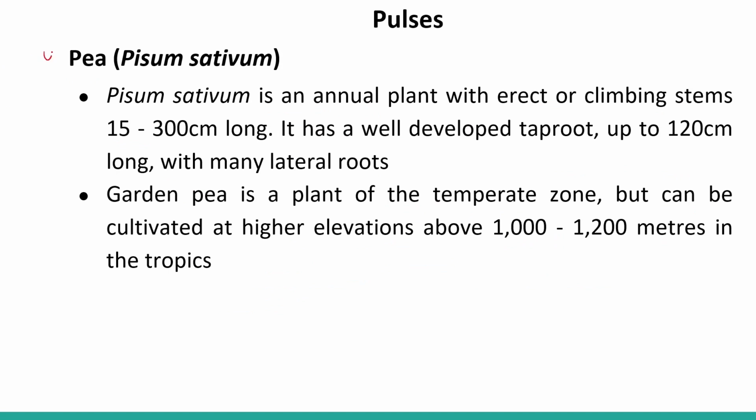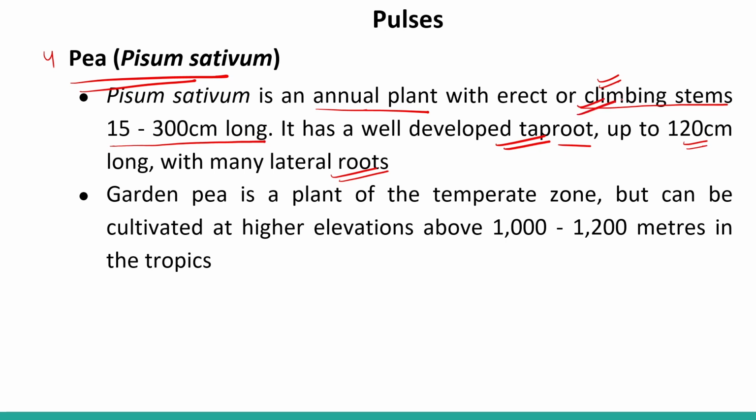Next is the P, that is Pisum sativum. Pisum sativum is an annual plant with an erect or climbing stem. So they have climbing stems, 15 to 300 centimeters long. It has a well-developed taproot up to 120 centimeters long with many lateral roots. So this is about the taproot, and they have the climbing stems.